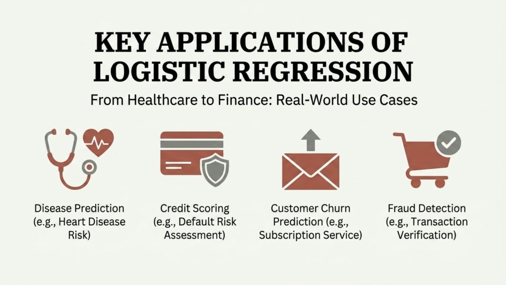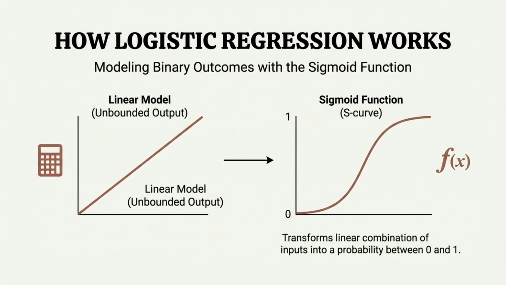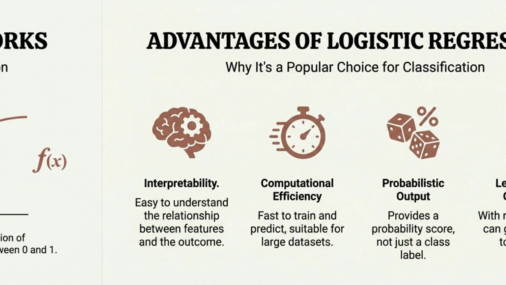Logistic regression has many key applications, ranging from disease prediction in healthcare to credit scoring, customer churn prediction, and fraud detection in finance. The process involves a linear model with unbounded output, which is then fed into the sigmoid function. This transforms the linear combination of inputs into a probability between 0 and 1, modeling binary outcomes.